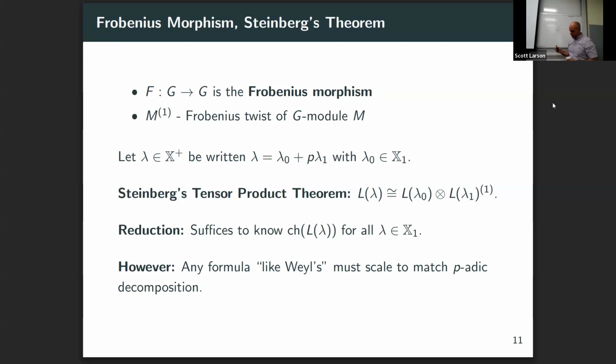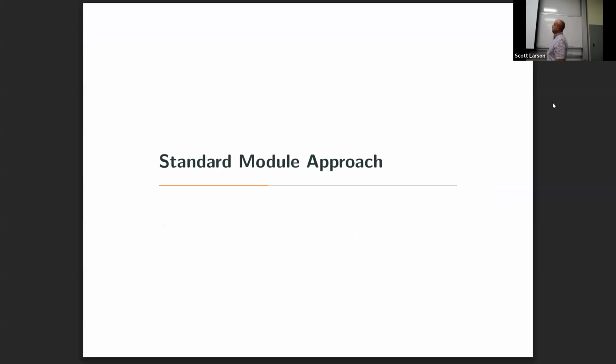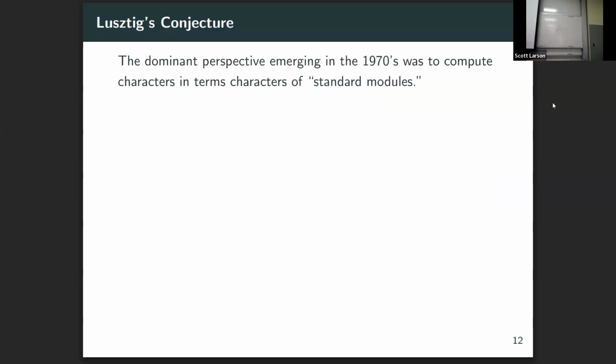So, okay, this is what was true at the time that Humphreys wrote his paper, and he said, we're looking for something like Weyl's formula. So why don't we have anything like it today? Well, shortly thereafter, in the 1970s, a more dominant perspective in characters emerged, which is the standard module approach.